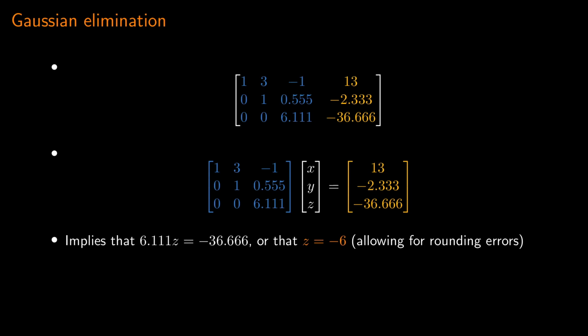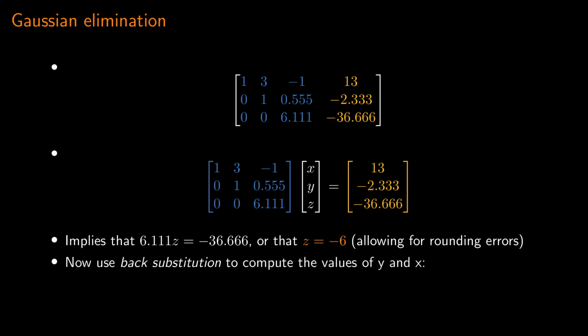Now, if you're working this out by hand yourself, do feel free to write these numbers out in the precise form using fractional notation if you wish. I have just gone for using decimals here because I thought that was a bit clearer, just to show what was going on. Okay, so now we know that z is equal to minus 6. We can now use back substitution to compute the values of y and x.